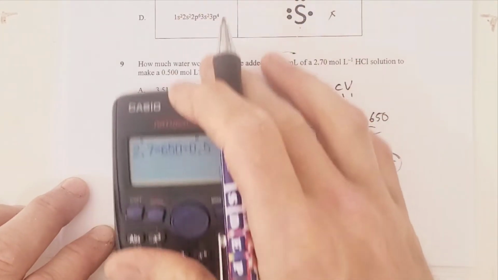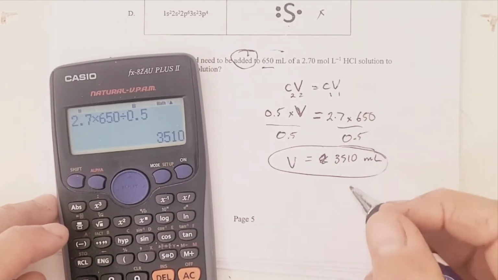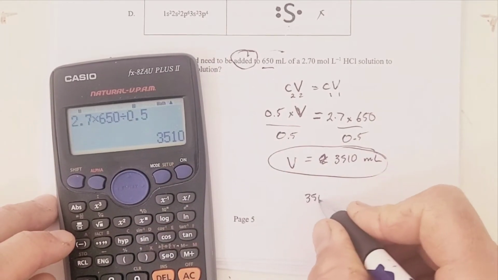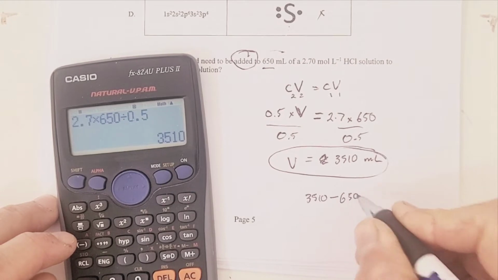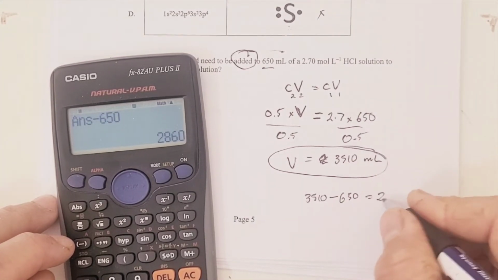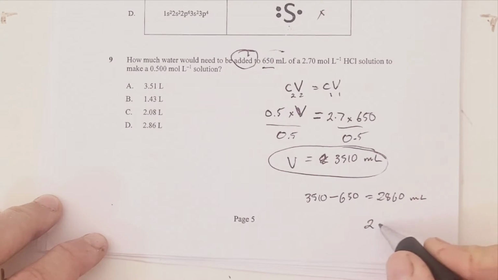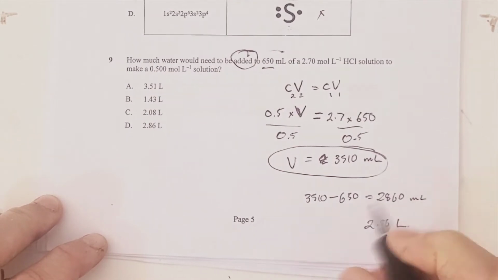So how much is added? You're going to have to find the difference. 3510 minus 650 equals 2860 milliliters. Answers in liters. 2.86 liters.